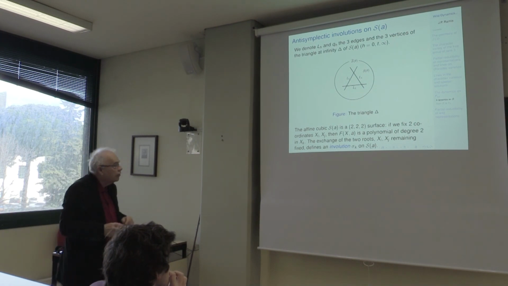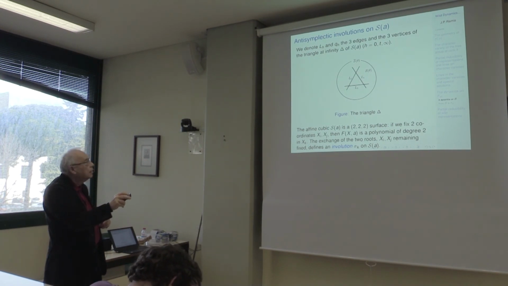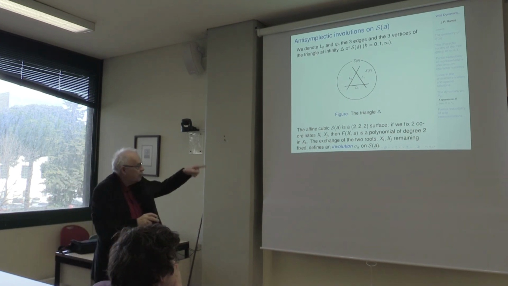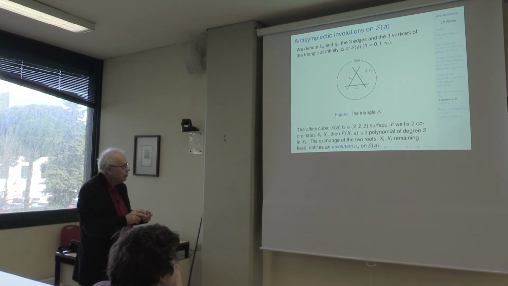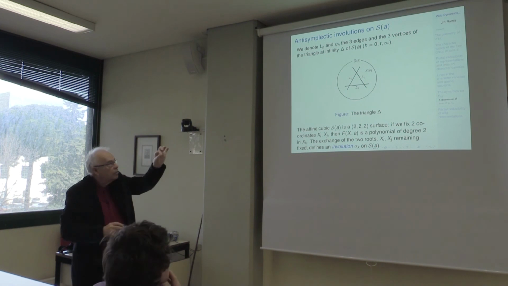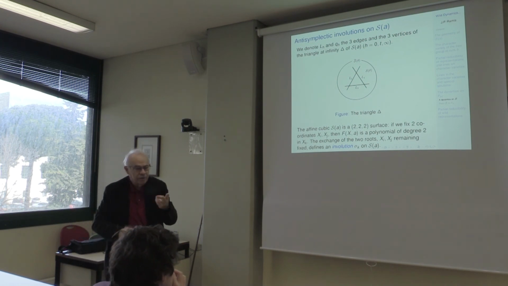Okay, so I return. So you have the triangle at infinity. You look at the vertices, the three vertices of the triangle at infinity. And then you have this remark. So the exchange of two roots define an involution. Geometrically, you pick up an edge at infinity, and you take a line pivoting around this point. It cuts the surface into two other points. The correspondence in the two other points is an involution.